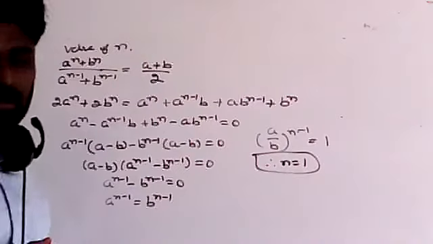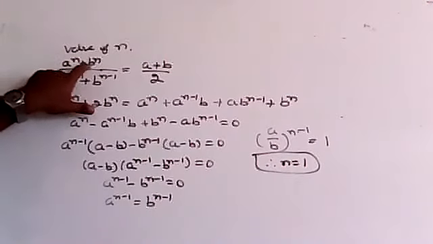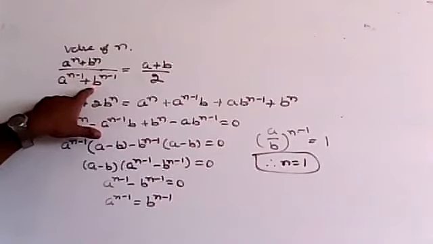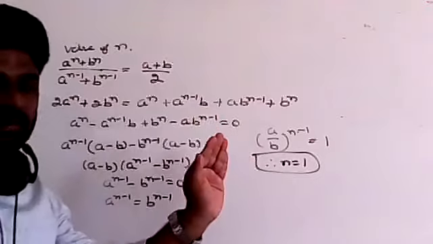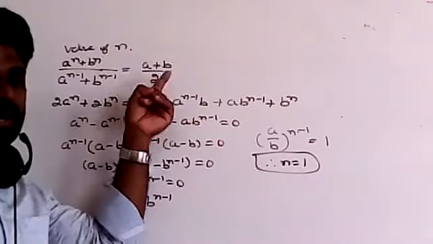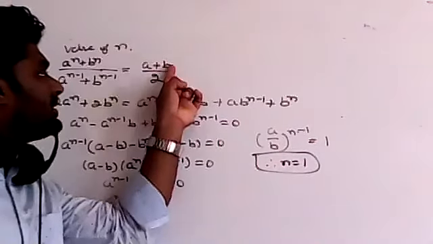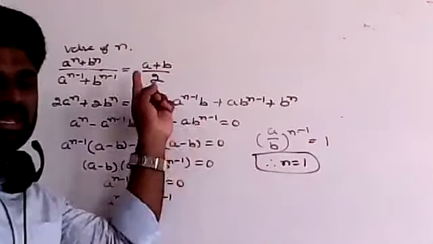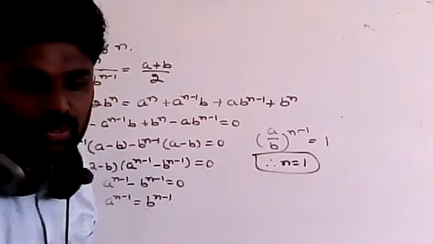Yeah, you want the explanation rather. Okay, see here what they asked: (a to the power of n plus b to the power of n) divided by (a to the power of n minus 1 plus b to the power of n minus 1) is the arithmetic mean they have given. The arithmetic mean between a and b, the formula is (a plus b) by 2.